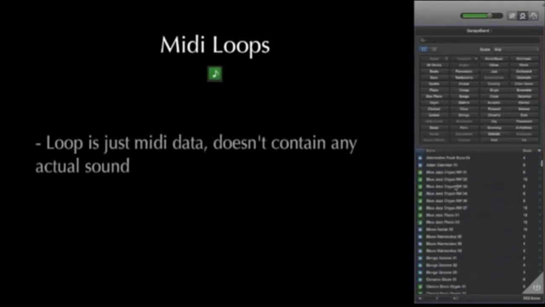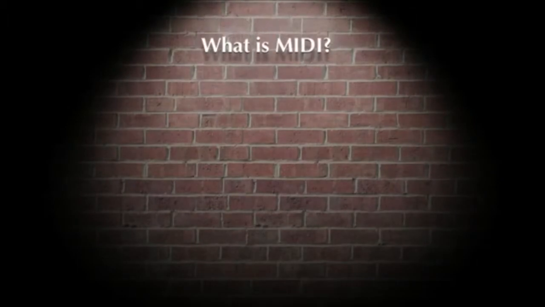The ones with the green icons and music note on them are the MIDI loops. This means that the loop is just MIDI data. Now let's back up here a bit and I'll quickly explain what MIDI actually is, just in case you don't know yet.